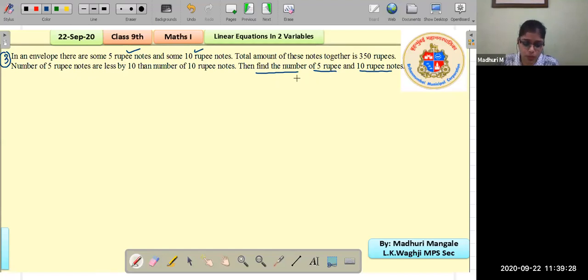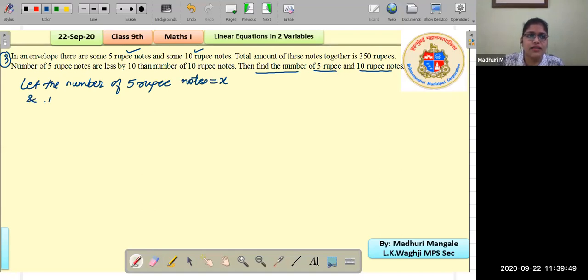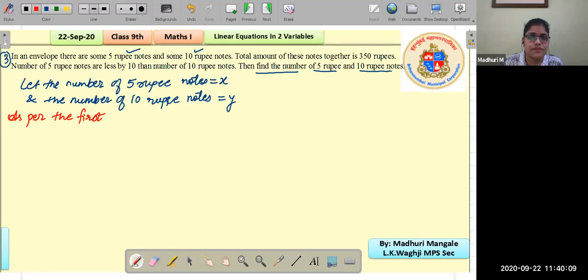All right. So how do we begin with this problem? We start with stating the variables. We are going to set up the variables first. So let the number of 5 rupee notes be equal to x, and the number of 10 rupee notes equals to y, right? And what is the first condition? So as per the first condition, what can we say?